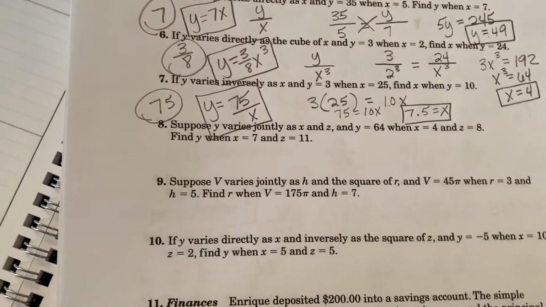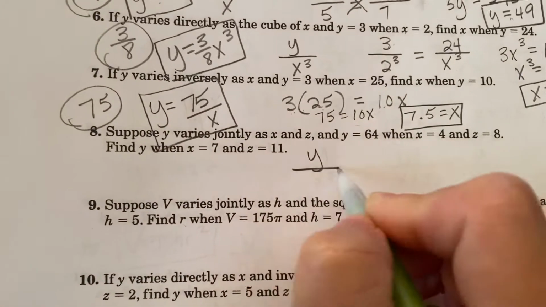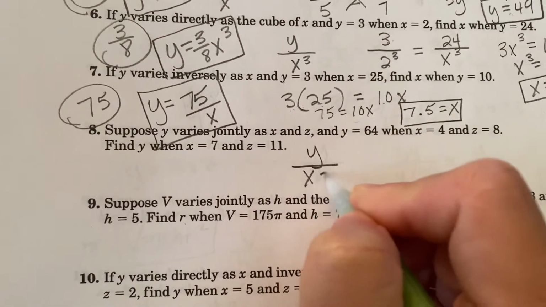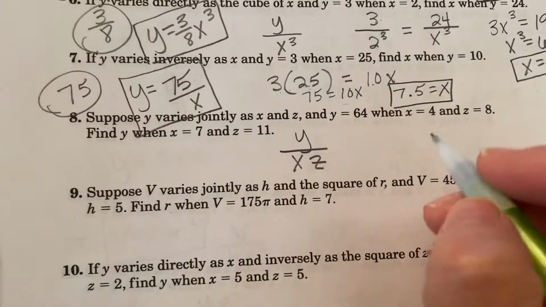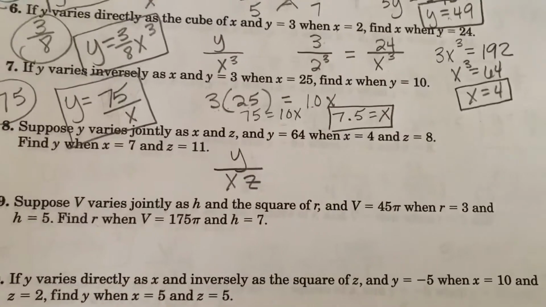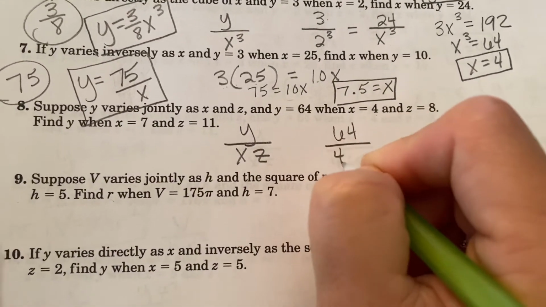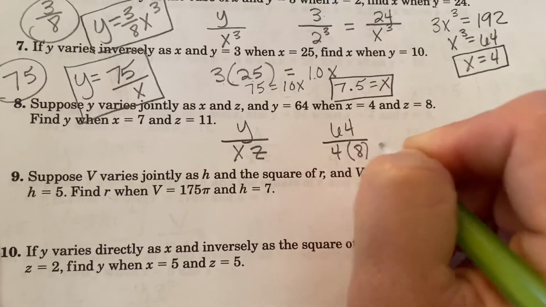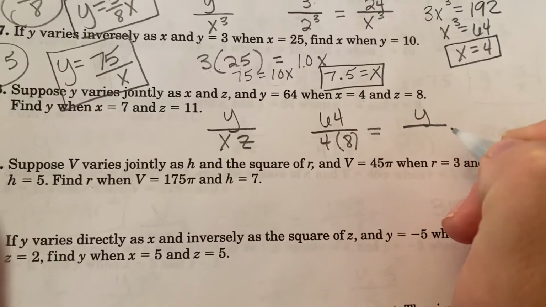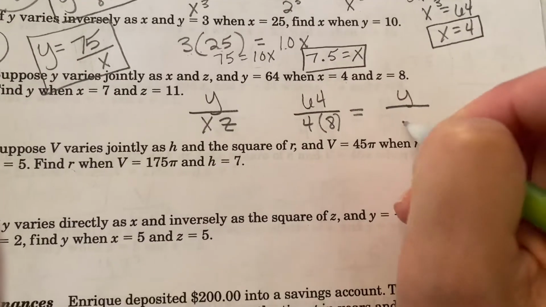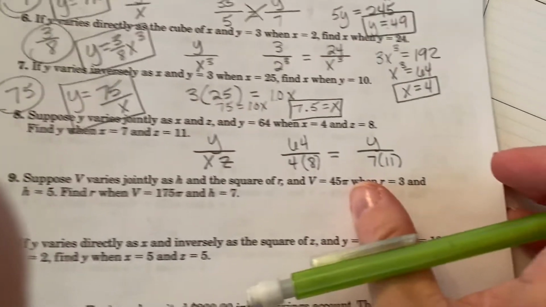But it's still, you started off doing division. So y varies jointly as x and z, so you're going to divide by x and z. It's the same thing, just has more letters. Okay, so let's work it out. Y is 64 when x is 4 and z is 8. Find y, so that's on the top. And then x and z are 7 and 11, so you multiply those. So you're just going to work that out.